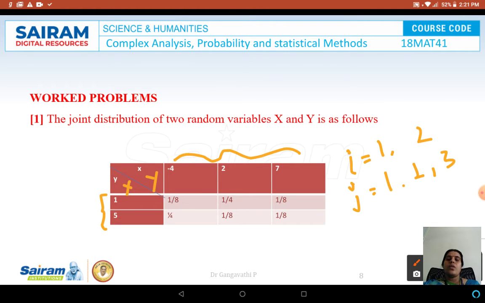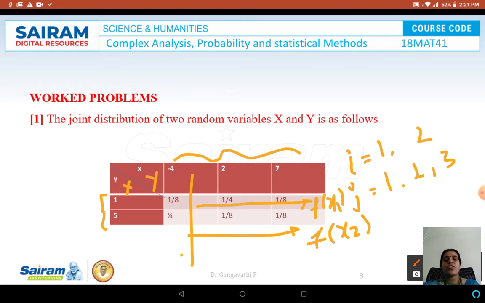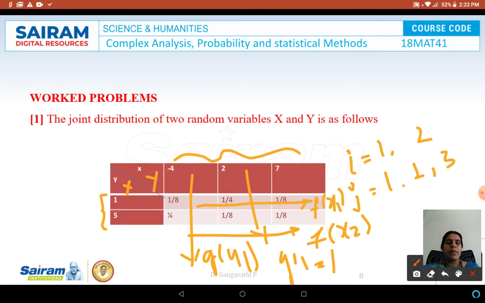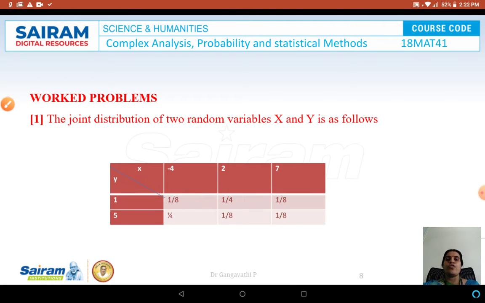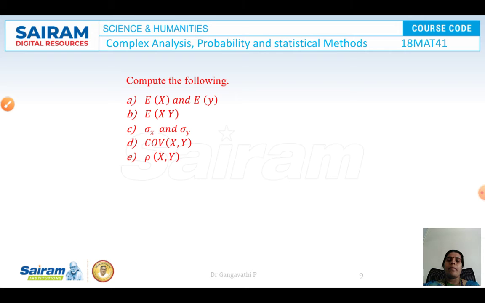If I add the first row elements, I'll get f of x1. If I add the second row elements, we get f of x2. If I add the first column, then we get g of y1. The second column gives us g of y2, and the third column gives us g of y3. Knowing all these things, we will be able to write the marginal distributions of x and y.